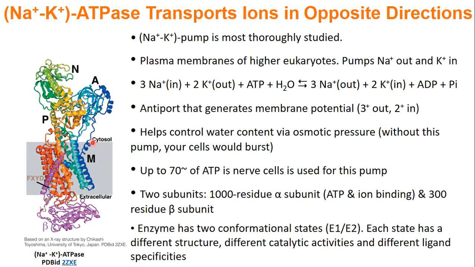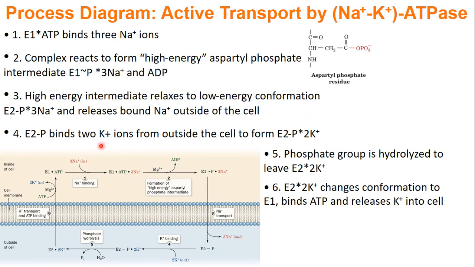And this is made out of 2 different subunits. You have a 1000 residue alpha subunit that binds your ATP and ions, and you have a 300 residue beta subunit. And this enzyme has 2 different conformational states, which we call E1 and E2. These 2 states have different catalytic activities and different ligand specificities. So we're going to look at how this enzyme works.